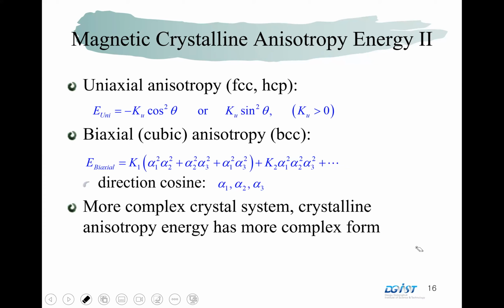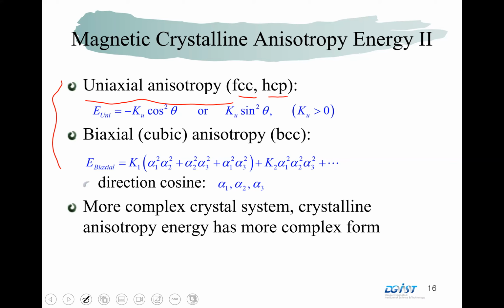Okay, so then how can we describe this kind of energy mathematically? As I said, this energy must be position dependent, direction dependent, and this must be a function of theta or phi in a spherical coordinate system. So there are many kinds of crystal anisotropy energy, but in a simple case, we consider these two representative cases. The first one is what we call the uniaxial anisotropy. They usually appear in the FCC and HCP structure.